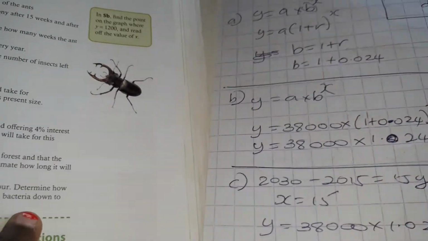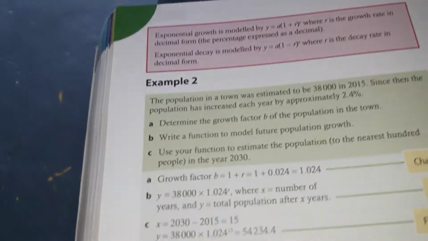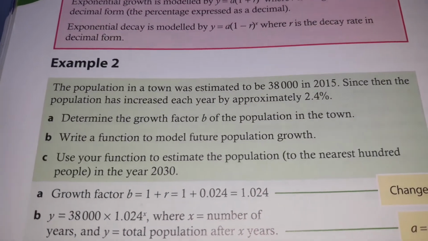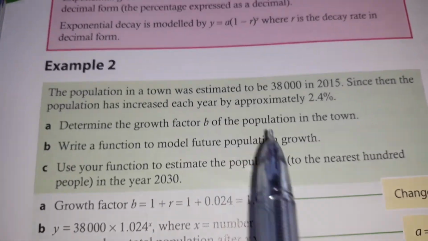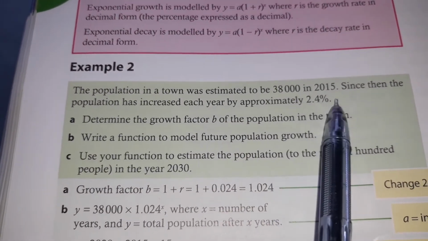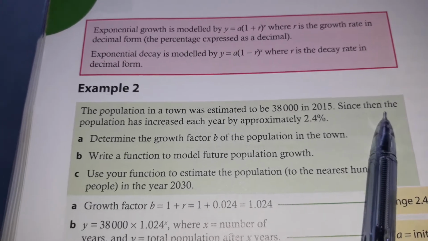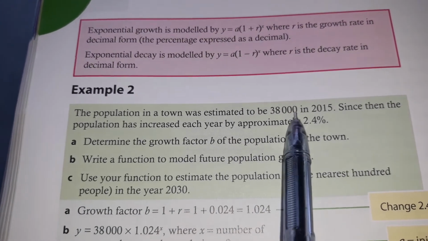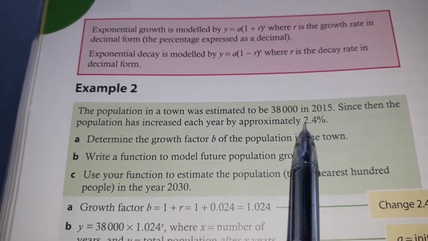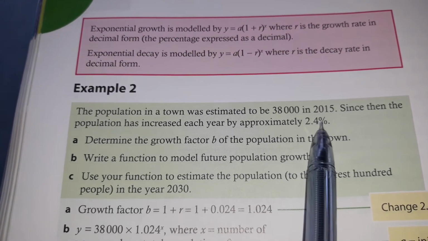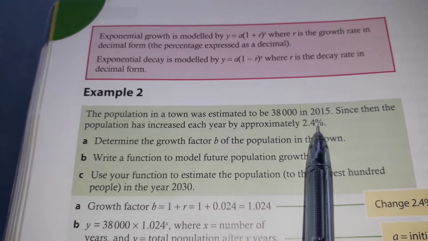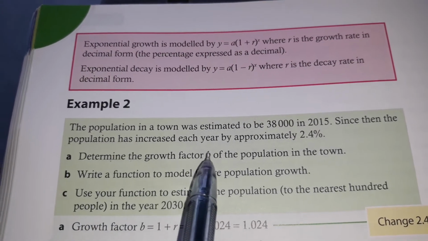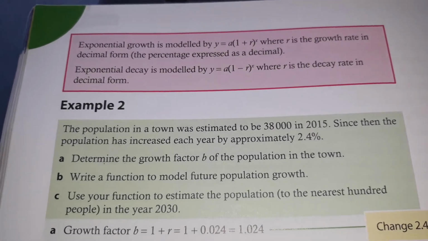Okay, let us look at example 2 on page number 524. It says the population in a town was estimated to be 38,000 in 2015. Since then, the population has increased each year by approximately 2.4%. Keep in mind this is given in terms of percentage, but in the formula we will be changing that to decimal. Okay, determine the growth factor B of the population in the town.